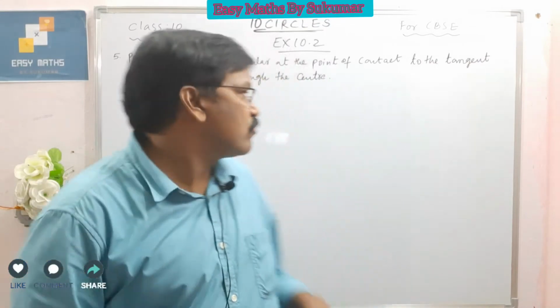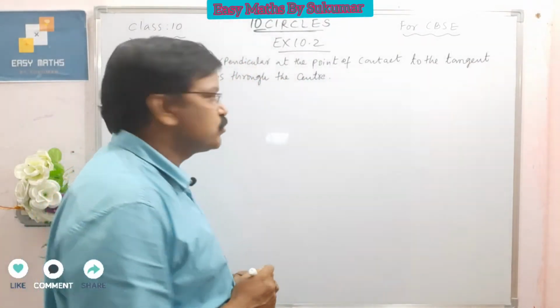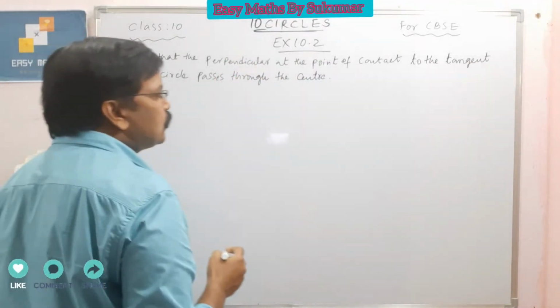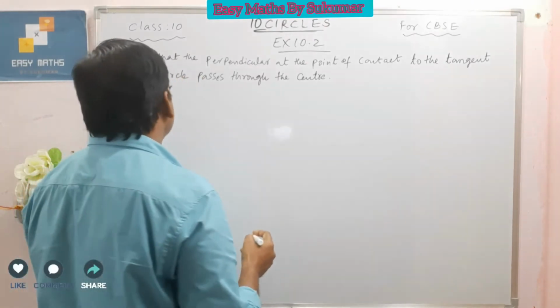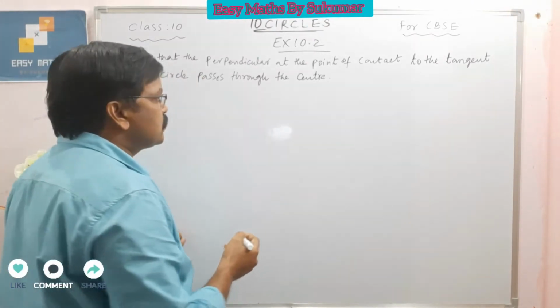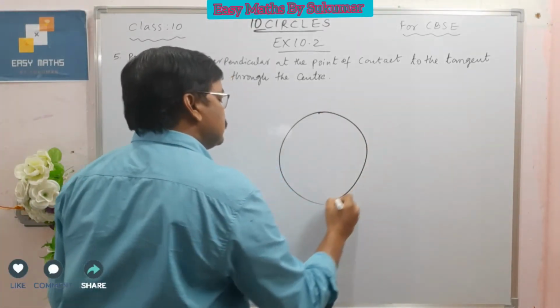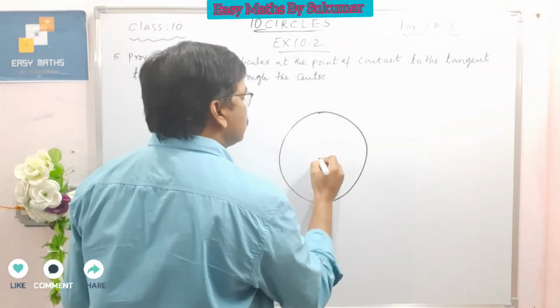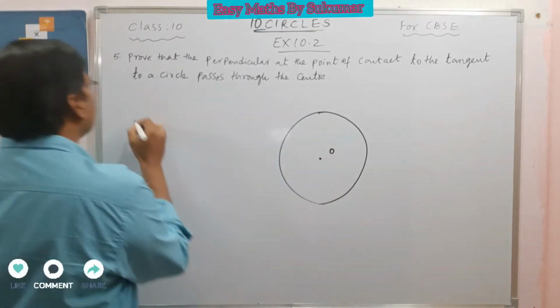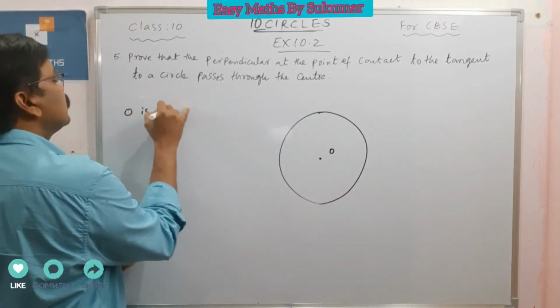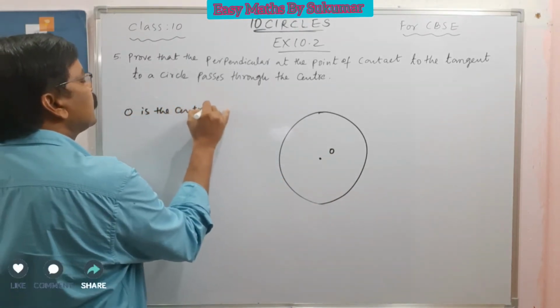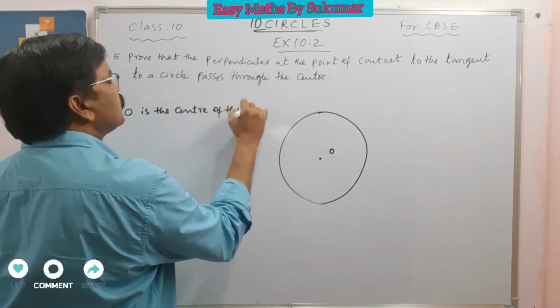Coming to the fifth question in this exercise 10.2. Prove that the perpendicular at the point of contact to the tangent to a circle passes through the center. That means take a circle here. See my dear student, this is the center of the circle, O.